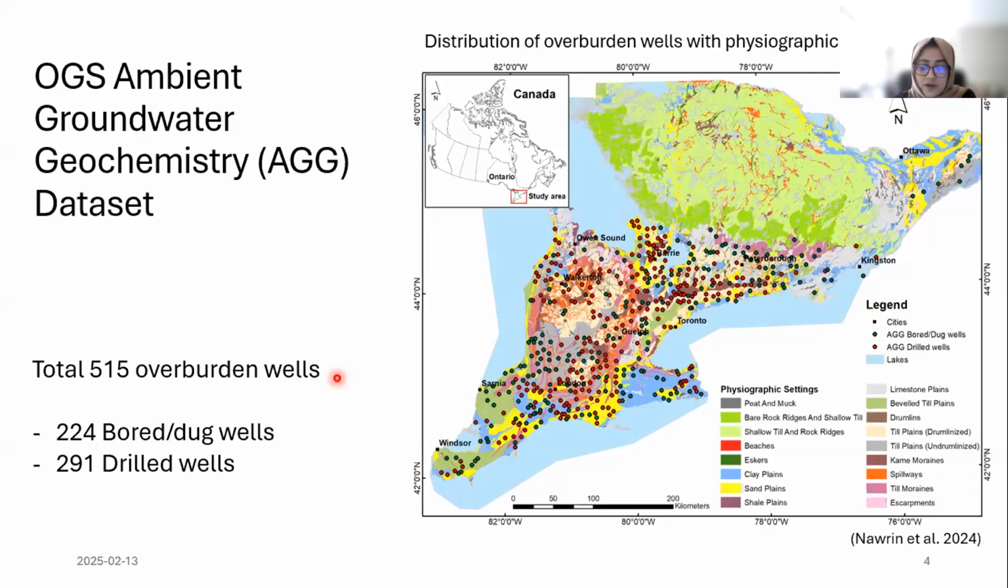Among those, 224 bored or dug wells are indicated in this map by green dots, and 291 were drilled wells, which are presented by red dots here. For data analysis, we separated the wells according to their types of well construction, that is bored or dug versus drilled wells, as the well construction is usually considered a strong influencing factor on groundwater quality.